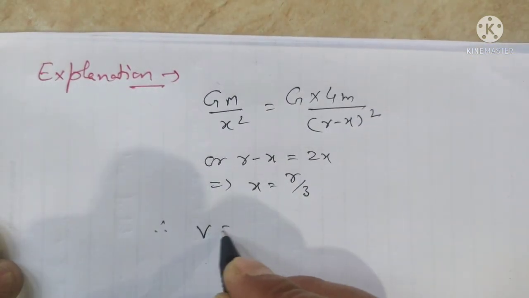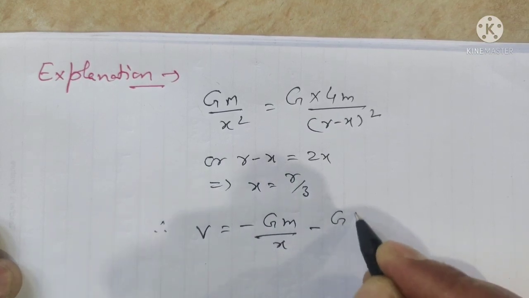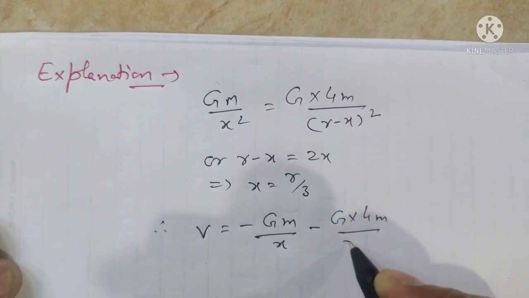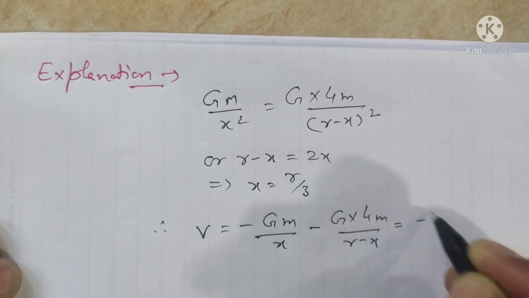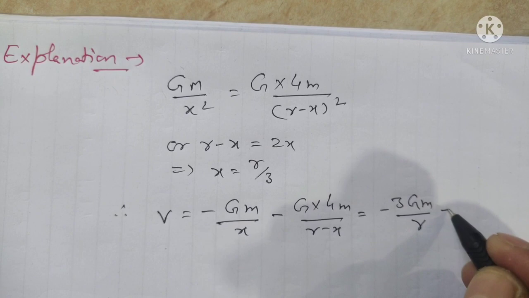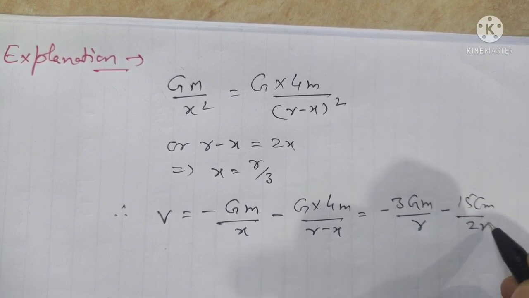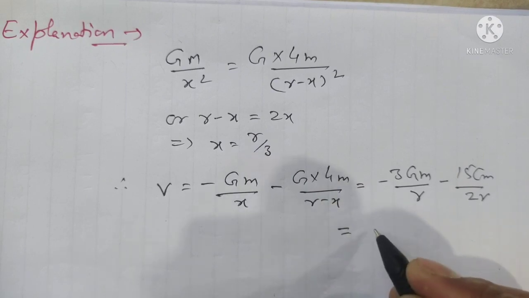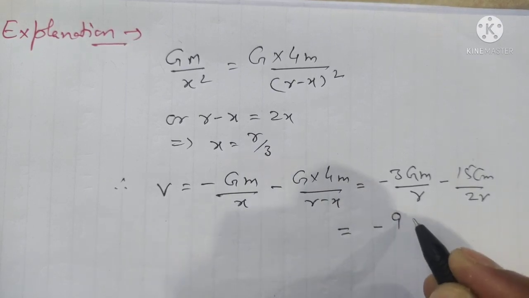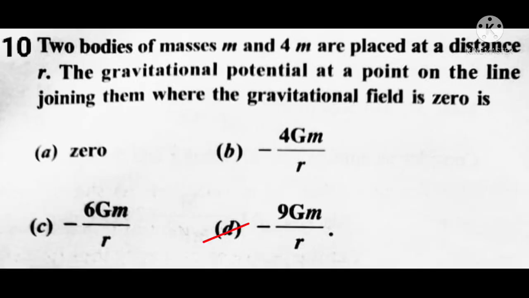This implies x is equal to r over 3. So potential is equal to minus GM over x minus G multiplied by 4M over (r minus x). This is equal to minus 3GM over r minus 15GM over 2r, and this becomes minus 9GM over r. In this question, D is the correct option, minus 9GM over r.